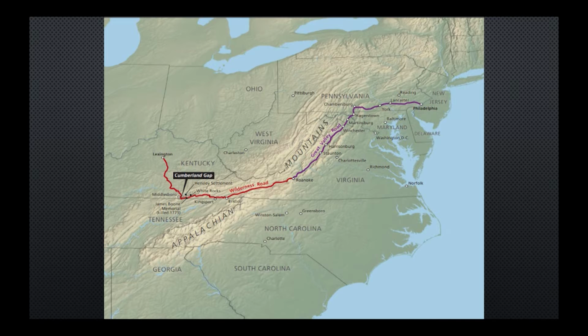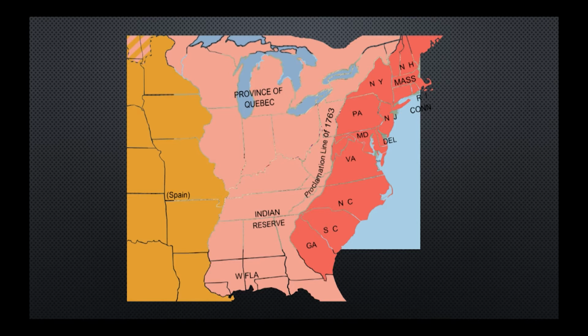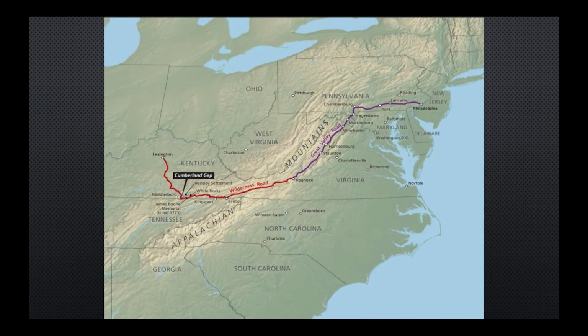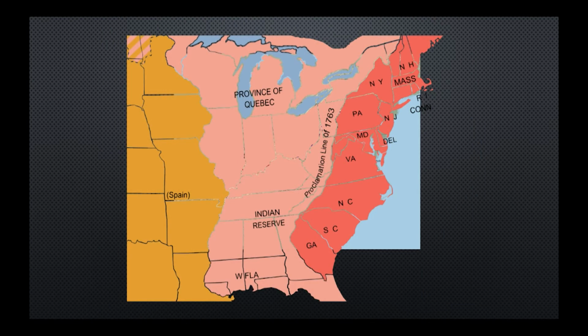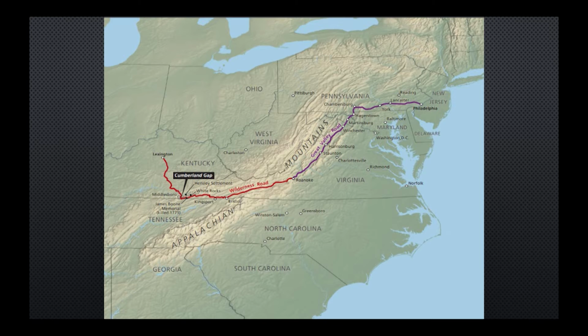And this is a nice map that shows where the Wilderness Road picks up from the Great Valley Road and goes into Tennessee territory and hits the Cumberland Gap there and then turns right into Kentucky. And here's another look at it. This is to show you, I'm going to superimpose on this the map that we saw earlier. Yeah, this kind of matches up. So you can see where the Wilderness Road is.